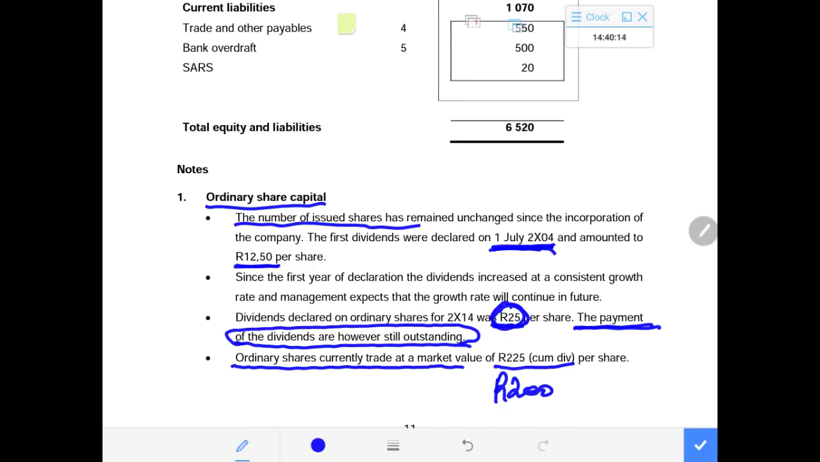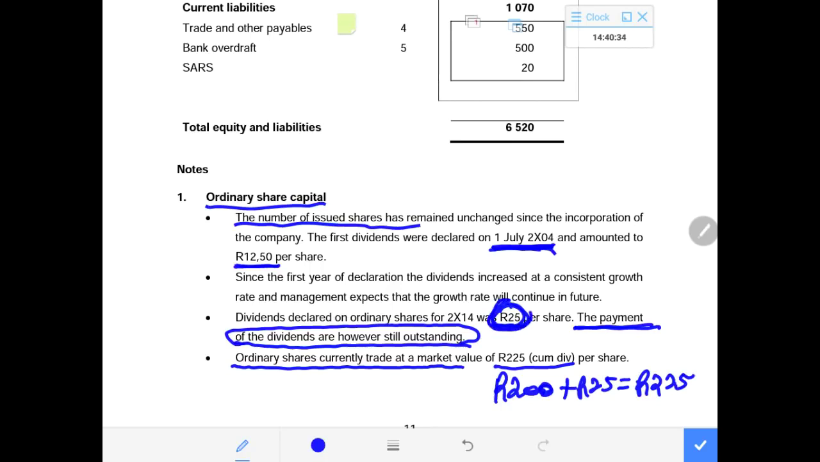Remember, cumulative dividends means that if dividends are not paid in any given period, they are added to the dividends of the next period. So the price according to the market is 200, but after we have added 25 rand, it now became 225 rand.